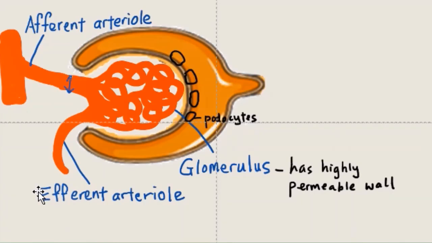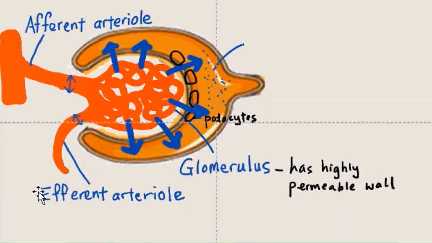Look, the diameter of afferent arteriole is larger than the diameter of efferent arteriole. The difference in the diameter of both arterioles causes the blood that enters the glomerulus to have high hydrostatic pressure. The high hydrostatic pressure in the glomerulus forces the blood plasma into the space of Bowman's capsule. This process is called ultrafiltration. The fluid that enters the space of Bowman's capsule is called glomerular filtrate.